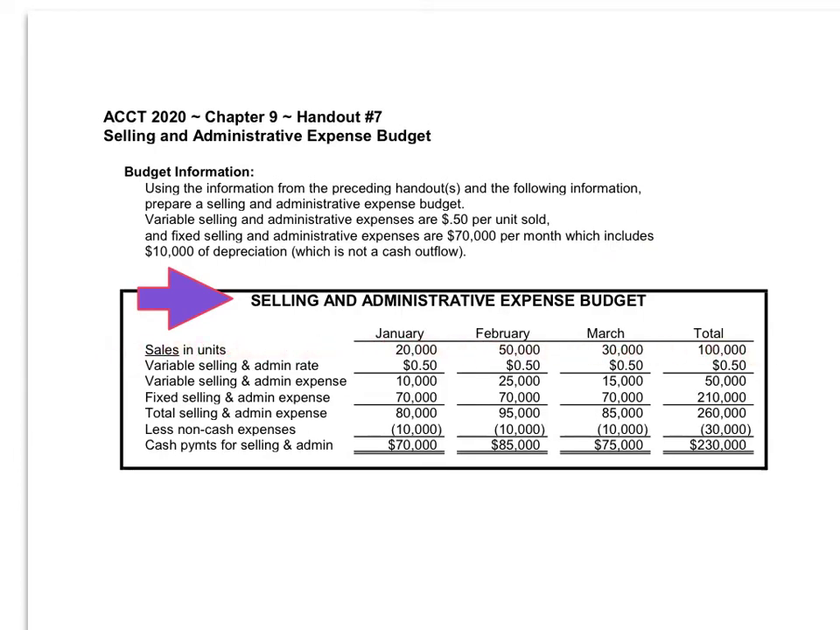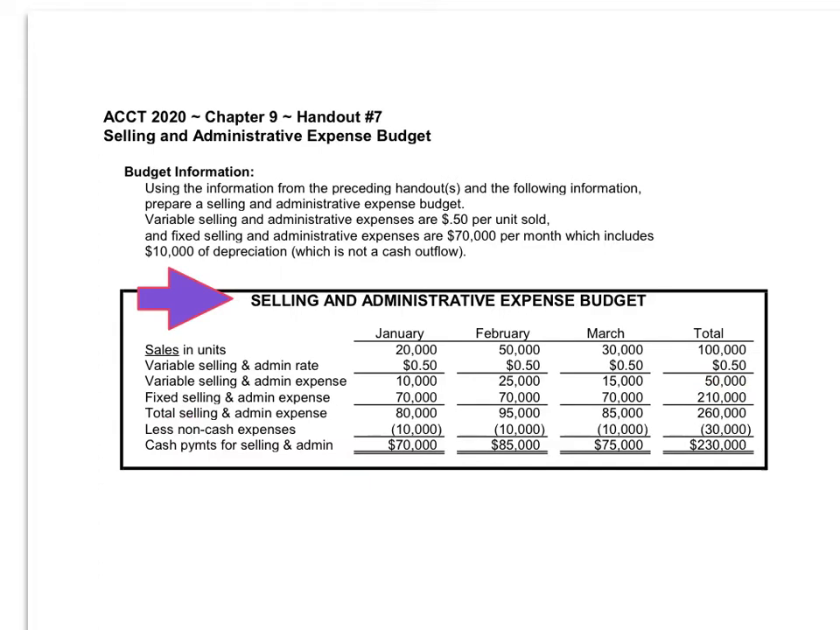The rate is 50 cents a unit sold. So my total variable selling and admin are these numbers here. Fixed selling and admin was given as $70,000 across the board. And that gives us our total selling and administrative of $80, $95, and $85.